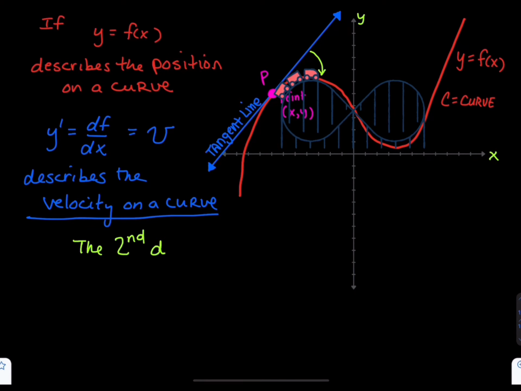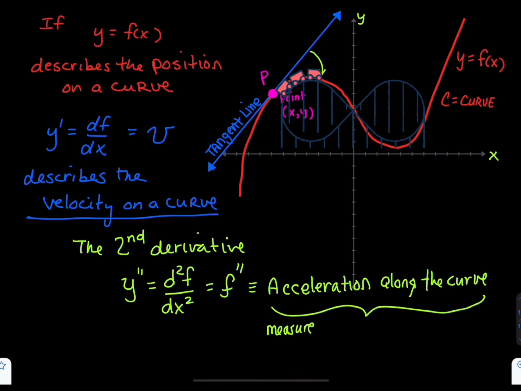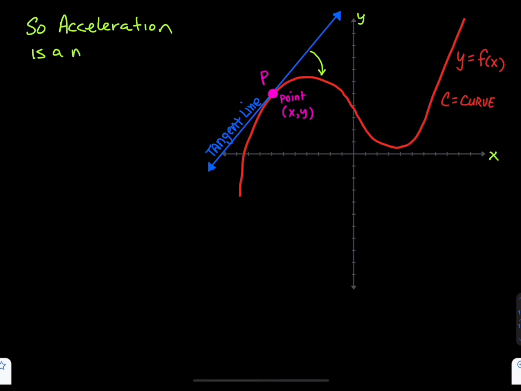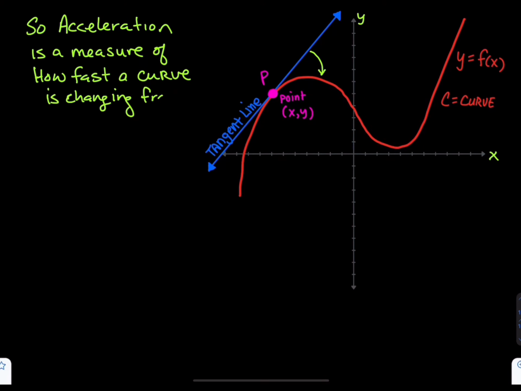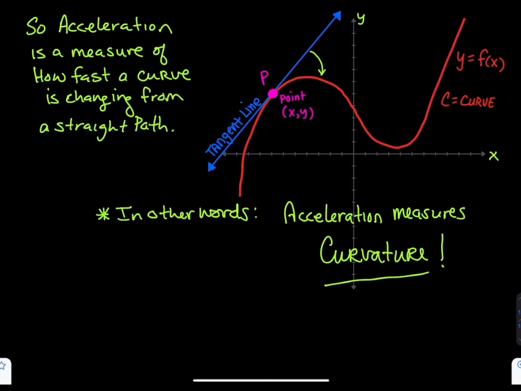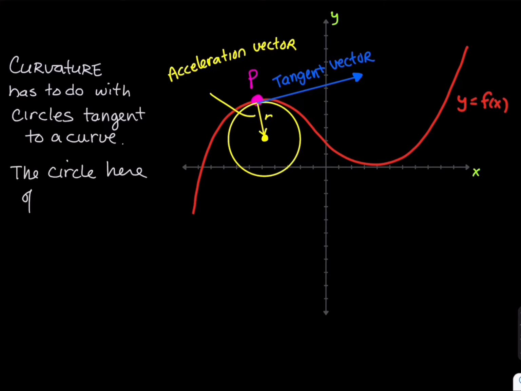How fast something is going along the curve is the slope of the tangent line, the straight line path that point would follow. And acceleration, how fast it is accelerating, is given by the second derivative. That's a measure of the force needed to stay on the path of that curve. So acceleration is actually a measure of how fast that straight path is changing or pulling away from the curve, or how fast the curve is pulling away from the straight path. So curvature has to do with circles tangent to a curve.